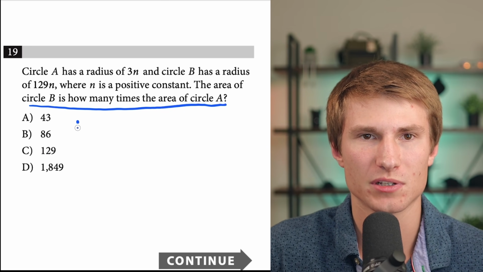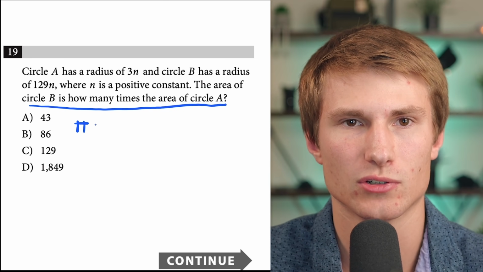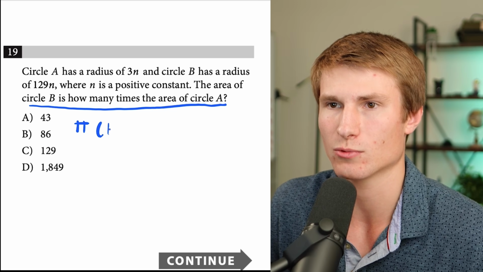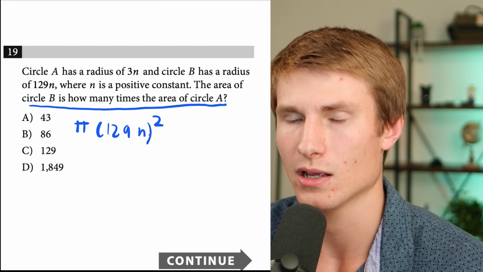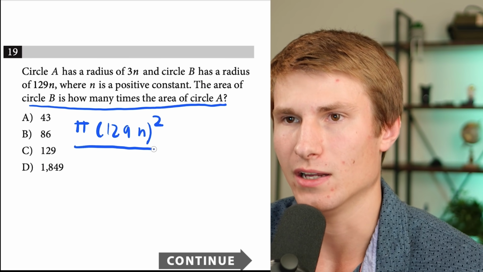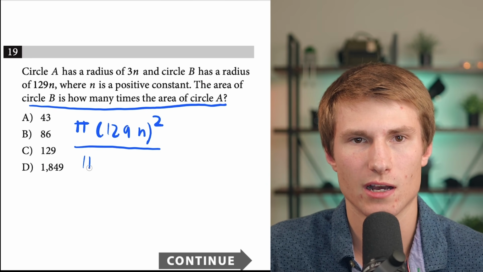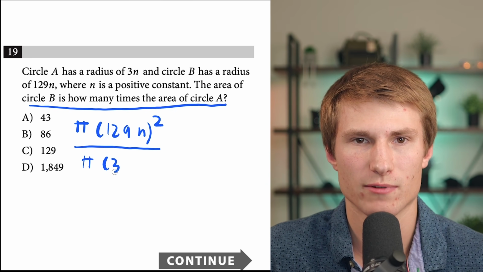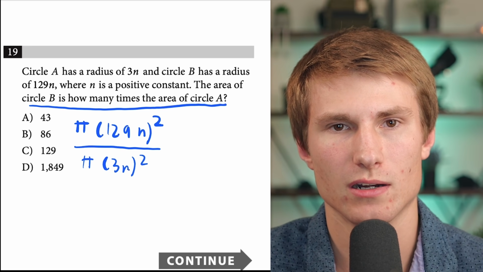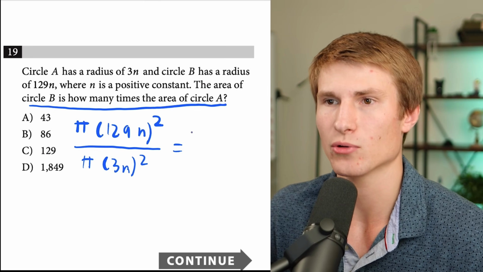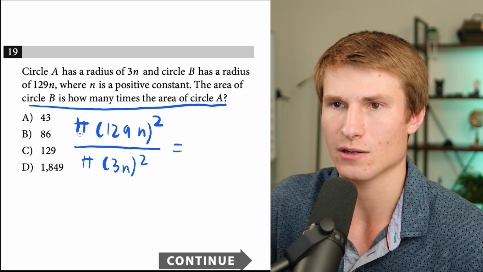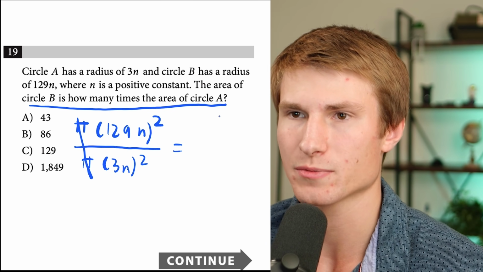Now keep in mind the formula for the area of a circle is pi r squared. We know our radius is 129n, and all of that is going to get squared. Now, we have to divide that then by the area of circle A to find out how many times bigger it is. So we know that the radius of circle A is 3n squared. Now, keep in mind that n here is going to end up being squared in both the top and the bottom. Okay, so first thing, it's very obvious that those pi's cancel, and most people will get that.